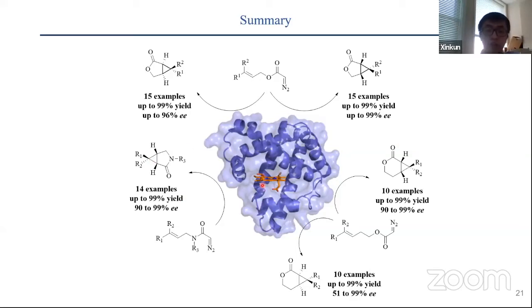Taking advantage of the solvent-exposed active site, it can act as a general catalyst to tolerate a broad scope of substrates. But one thing we need to keep in mind is that for each specific transformation, we need to evolve a specific catalyst because the stereo control from enzymes is very precise. And this work opens up a lot of new opportunities for our group to develop other types of intramolecular carbene transfer reactions.